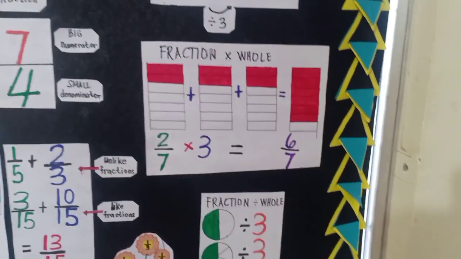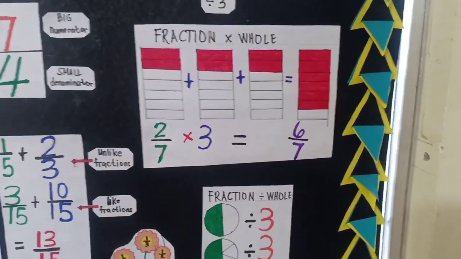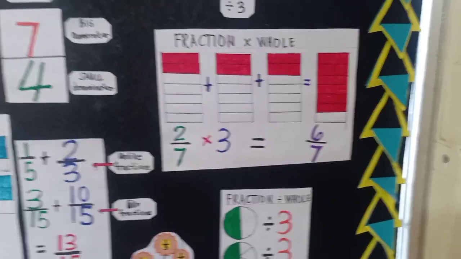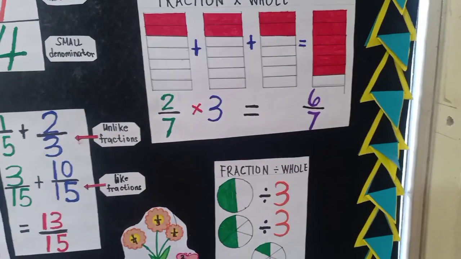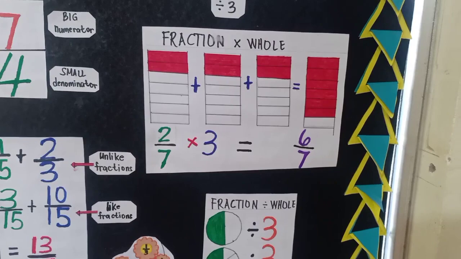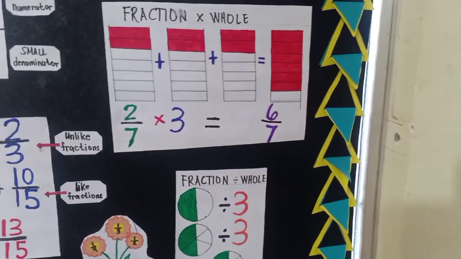So, let's proceed in fraction times whole number. Since multiplication is repeated addition, 2 over 7 times 3 is 2 over 7 plus 2 over 7 plus 2 over 7, which is equal to 6 over 7. So, 2 over 7 times 3 is equal to 6 over 7.